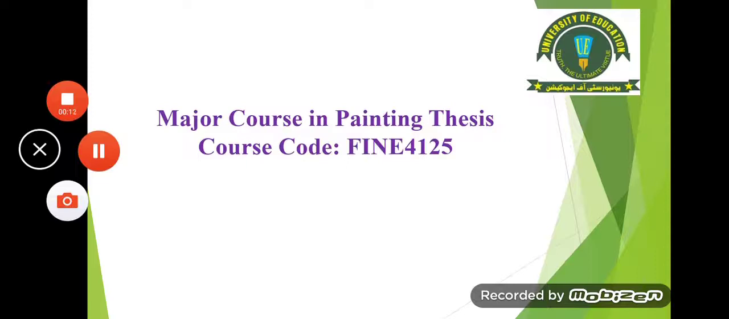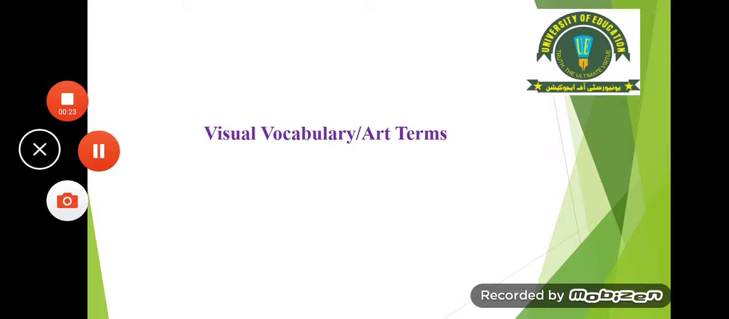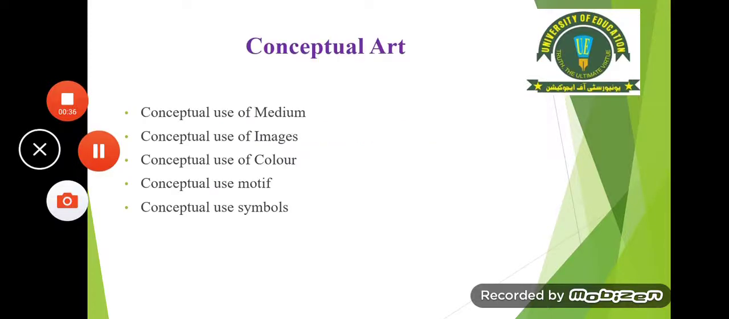Your major course in painting is your thesis, which is a practical subject, and the course code is FINE4125. Today we are going to discuss the visual vocabulary and different art terms which will help you while constructing your body of work for the thesis. So there is conceptual art, which is very important to create any body of work.